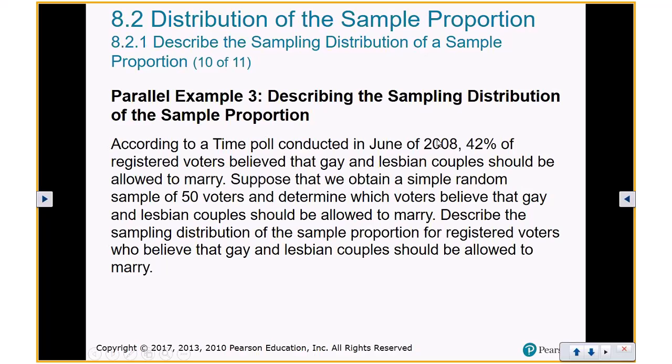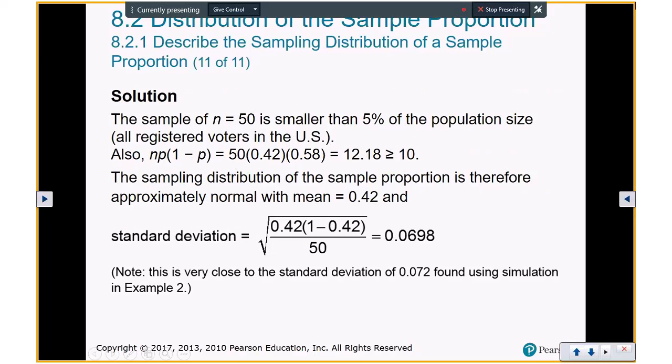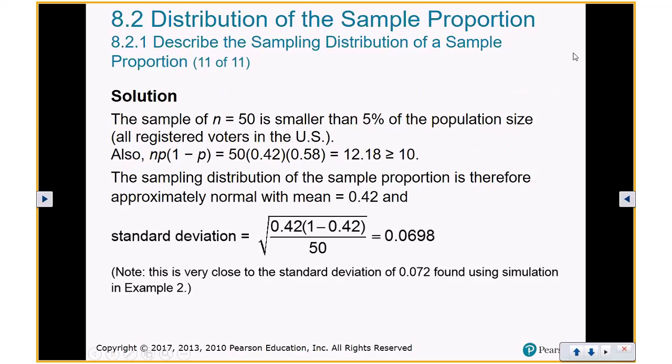Okay, 0.42. We know that's a percentage, so that could be p, and that sample of 50 could be n. So we go to the next page and look at npq. How do I know to use npq? Because you're only given n and what? p. You've got to do something. So npq.